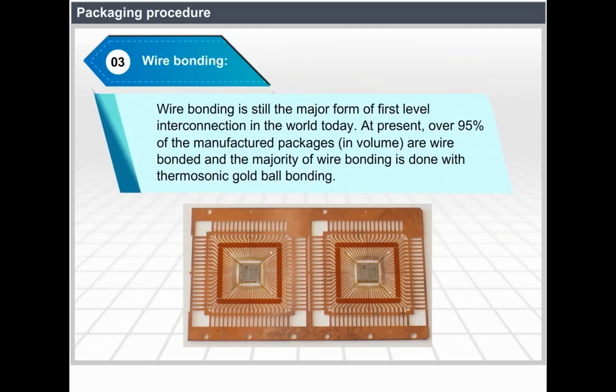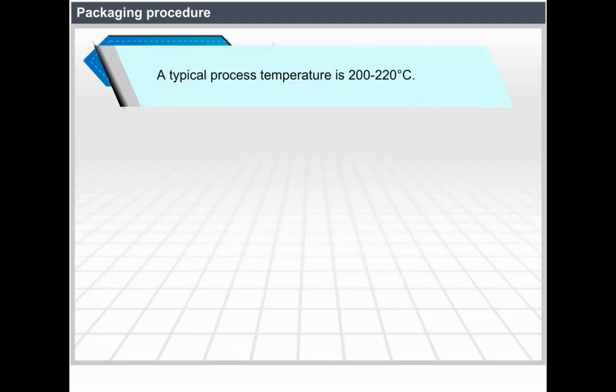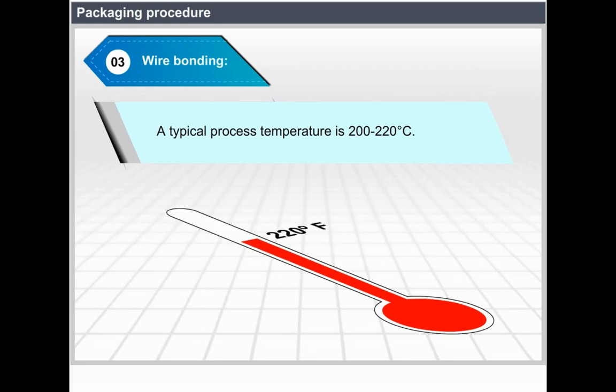Wire bonding is still the major form of first-level interconnection in the world today. At present, over 95% of the manufactured packages in volume are wire bonded, and the majority of the wire bonding is done with thermosonic gold ball bonding. A typical process temperature is 200 to 220 Celsius.